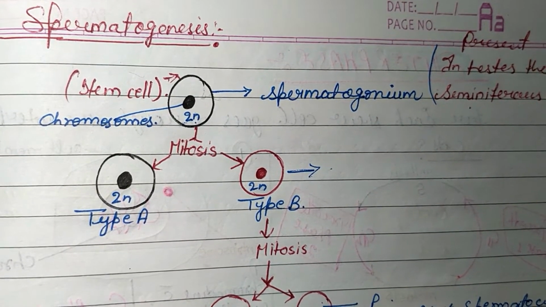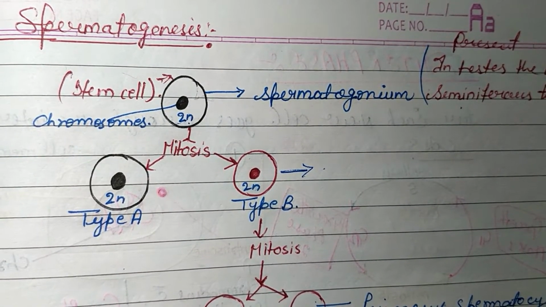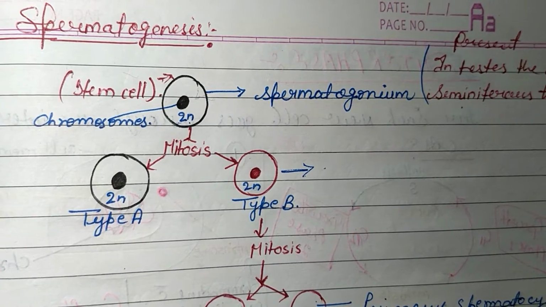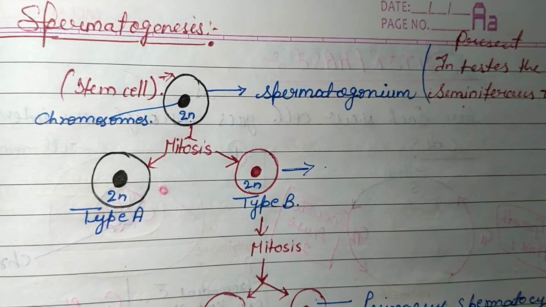So in today's video we will deal with the process of spermatogenesis, which is nothing but the formation of the sperms in the males. As you can see here, I've just drawn a structure so that you can understand easily.